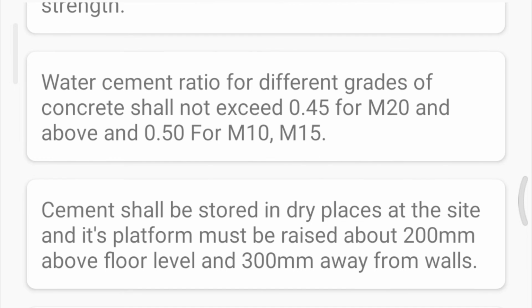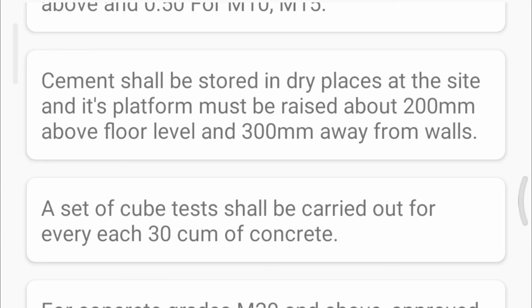So next point, water cement ratio for different grades of concrete shall not exceed 0.45 for M20 grade concrete and above, and 0.5 for M10 and M15. So next point, cement shall be stored in dry places at the site and its platform must be raised above 200 mm above the floor level and 300 mm away from the walls.